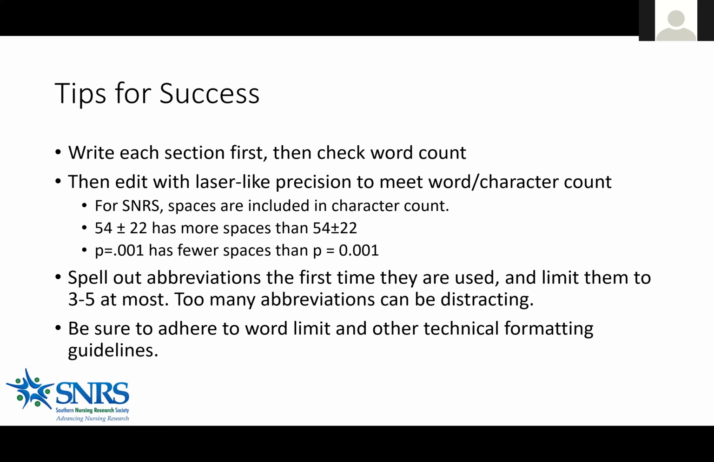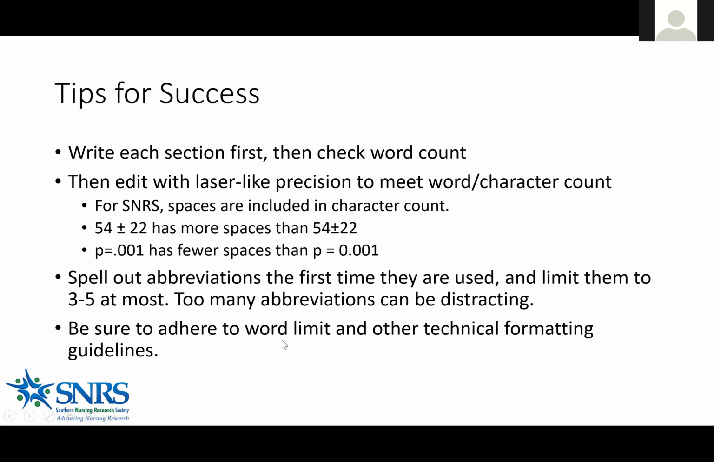Now, an example for SNRS, they include spaces in the character count. So sometimes you have to get a little creative. So you can see here, 54 plus or minus 22, written one way, has more spaces than another way, and sometimes you have to do that just to get it under your character count. Your p-value, putting it all together and leaving out the preceding 0, has fewer spaces than if you put a space before and after the equal sign and add that leading 0.